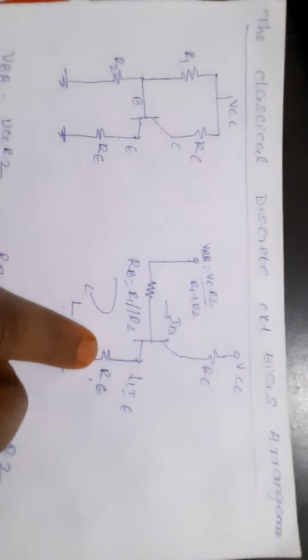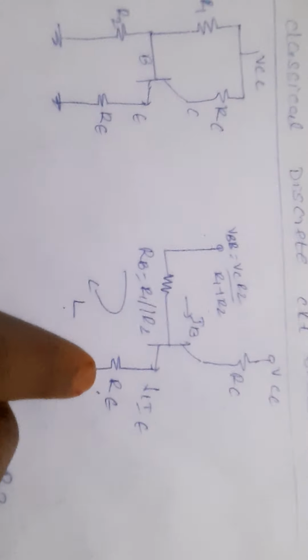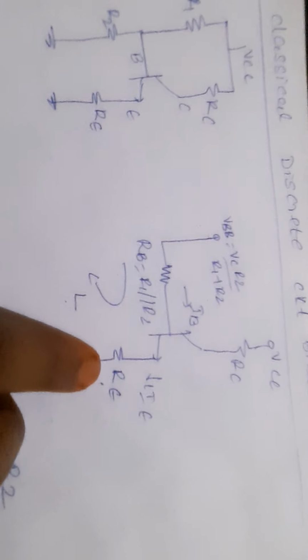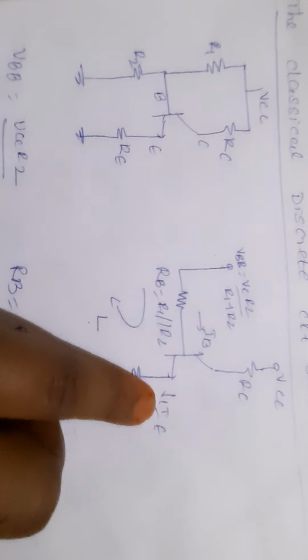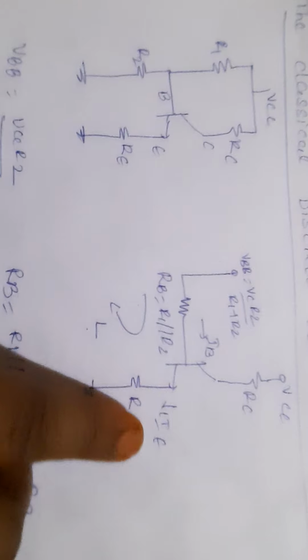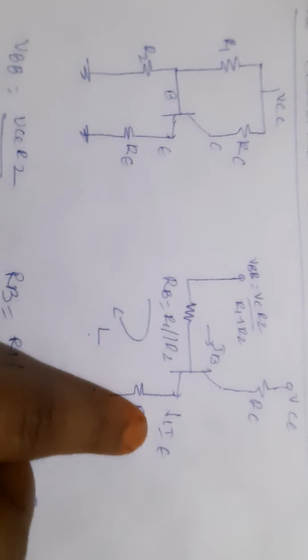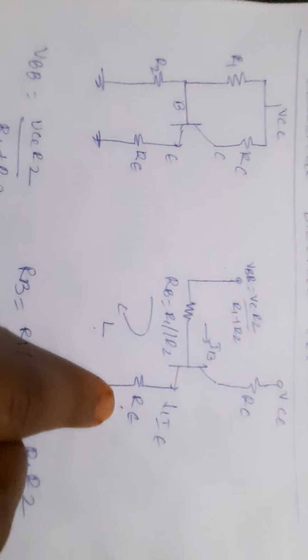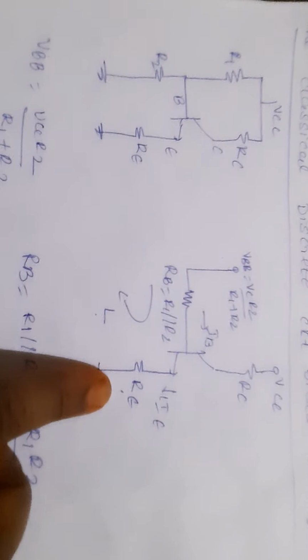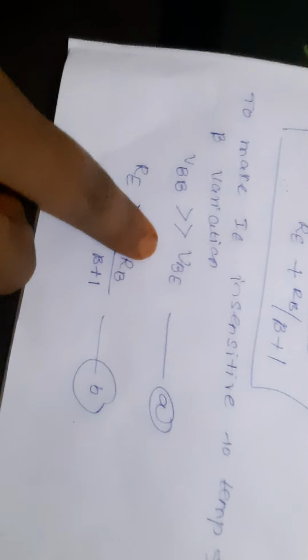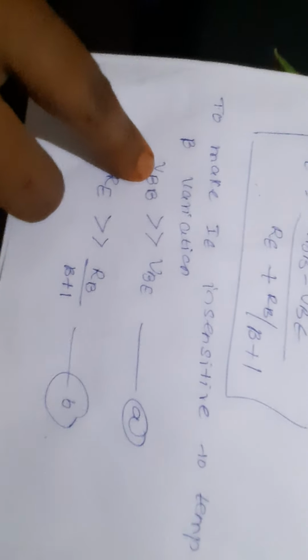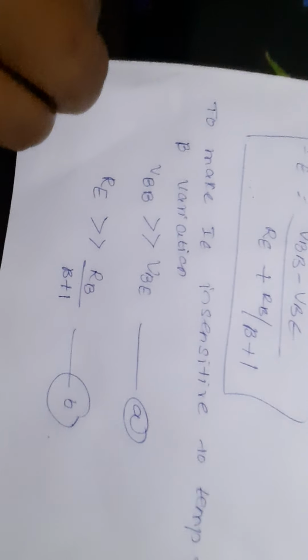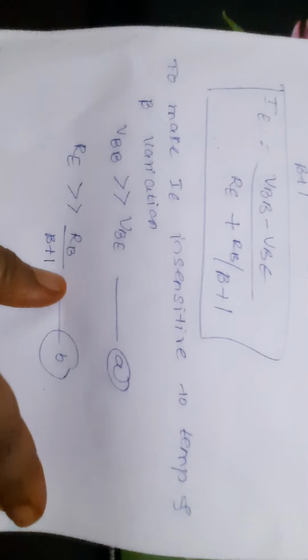Now we have here RE. So how do we select this RE? Rule number two we have to follow, because randomly I cannot place any resistance value here. It affects our IE, and IE has to be insensitive to temperature variation. So how do we select RE? RE is selected as greater than RB divided by beta plus 1. So these are the two rules I need to follow. VBB has to be very much greater. So how much greater does it have to be? If it is very much greater, what happens? That we'll study now.